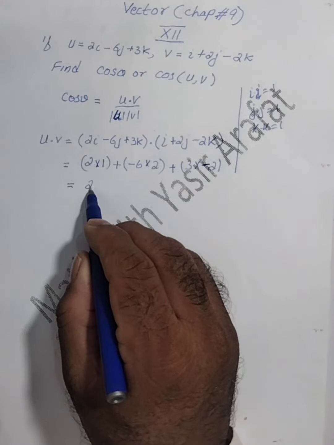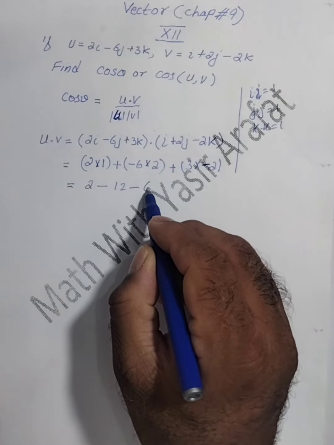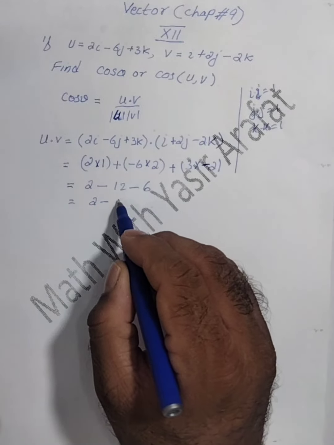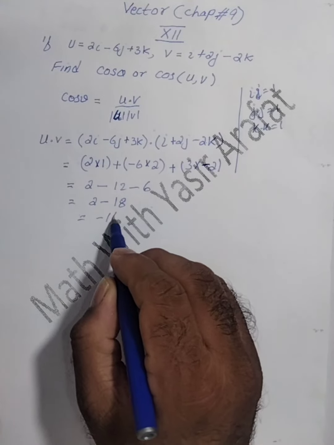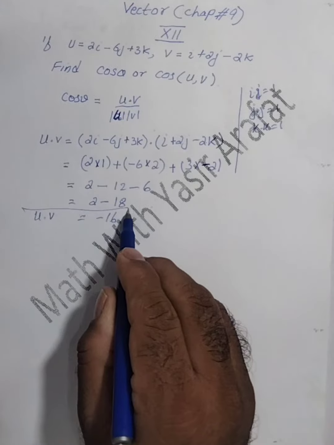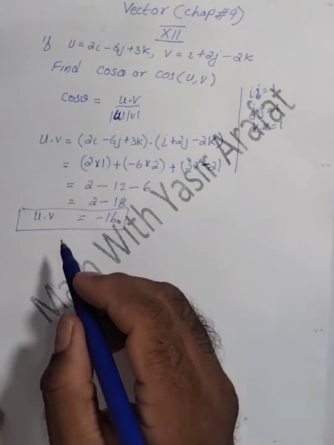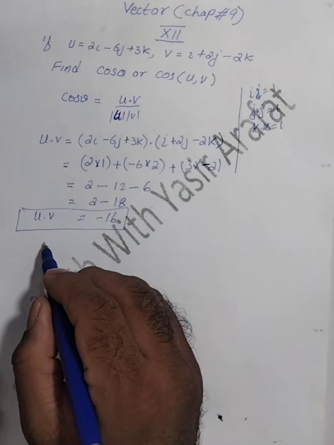So this is 2 1s are 2, minus 6 2s are 12, minus 3 2s are 6. So this is minus 18 and plus 2, minus 16. So the dot product of these two vectors is minus 16. Now we have to find out the modulus of u and the modulus of v one by one.